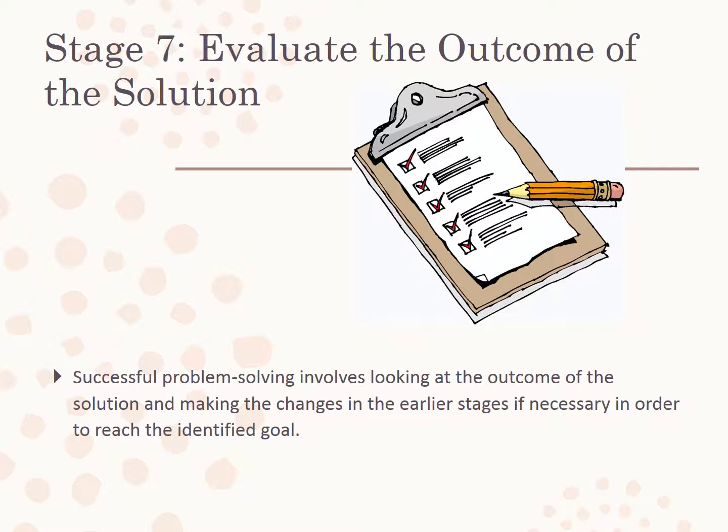And in the last stage, stage 7, you will evaluate the outcome of the solution. Successful problem solving involves looking at the outcomes of the solution and making the changes in the earlier stages if necessary in order to reach the identified goal.